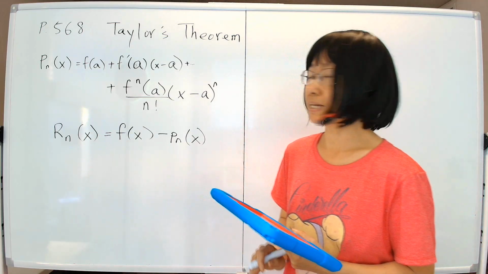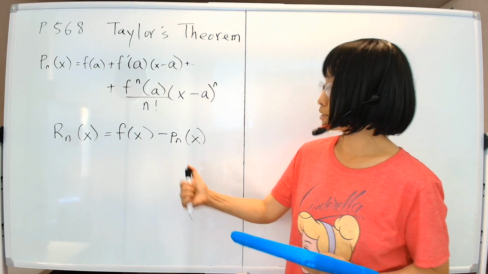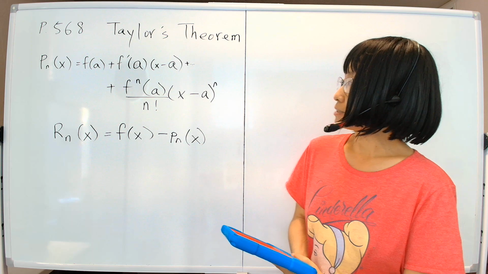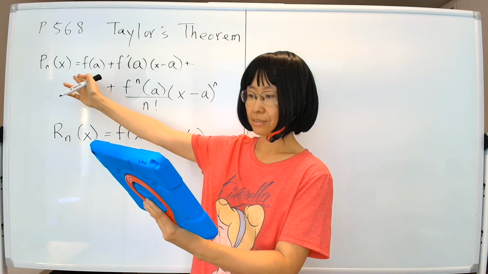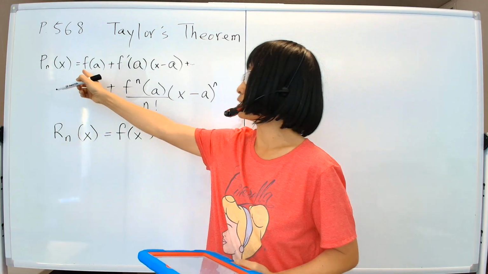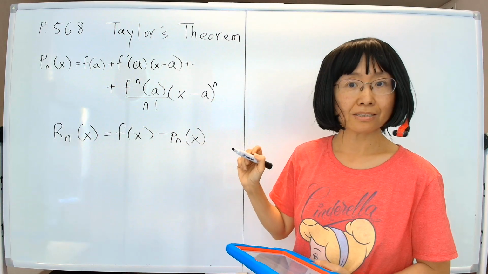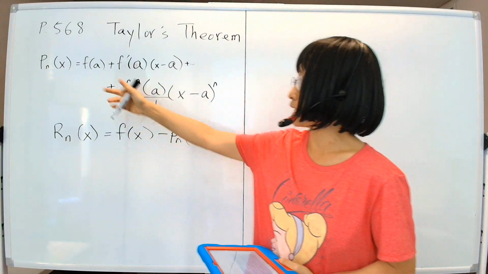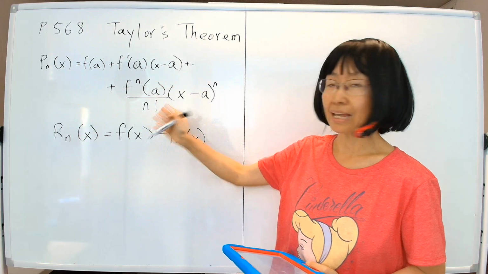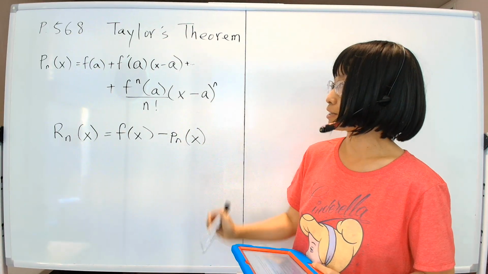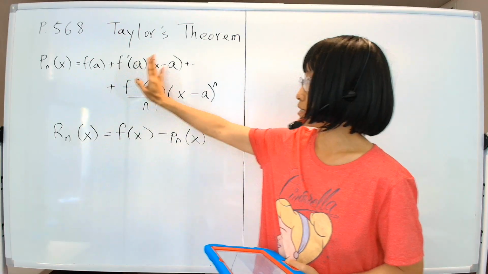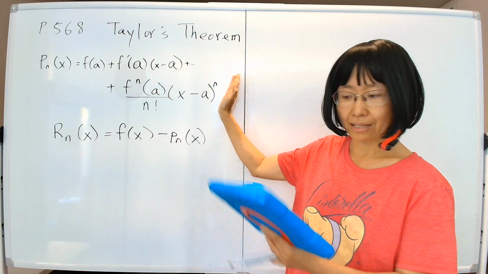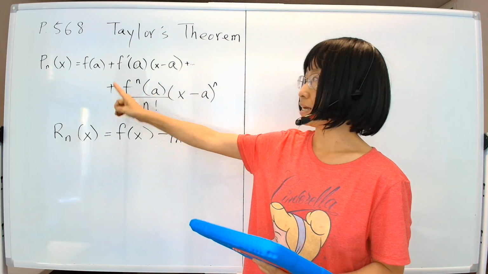Next, let's go to page 568, where we'll talk about Taylor's theorem. Now, Taylor's theorem states that, let's say we have the polynomial, the partial sum of the Taylor series, where we added terms all the way up to n of the Taylor series, and then we stop there. And f of x is the original function, and this is the expansion that stops at n. That's called Pn of x.